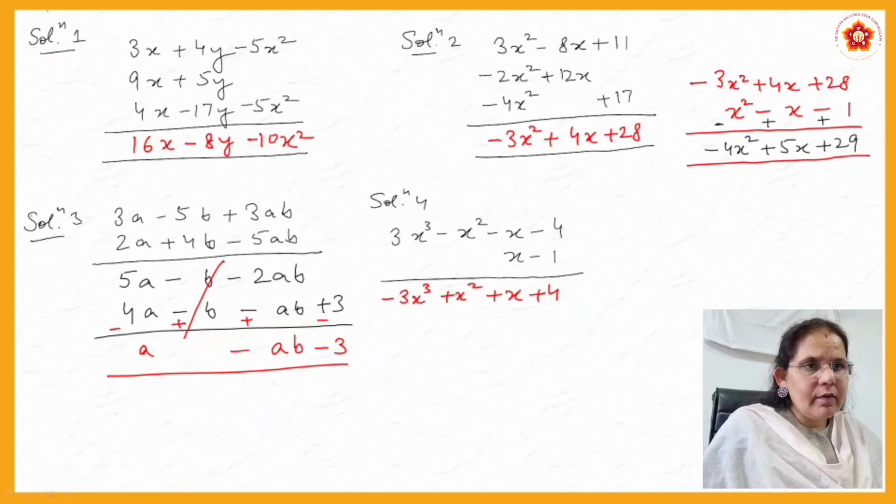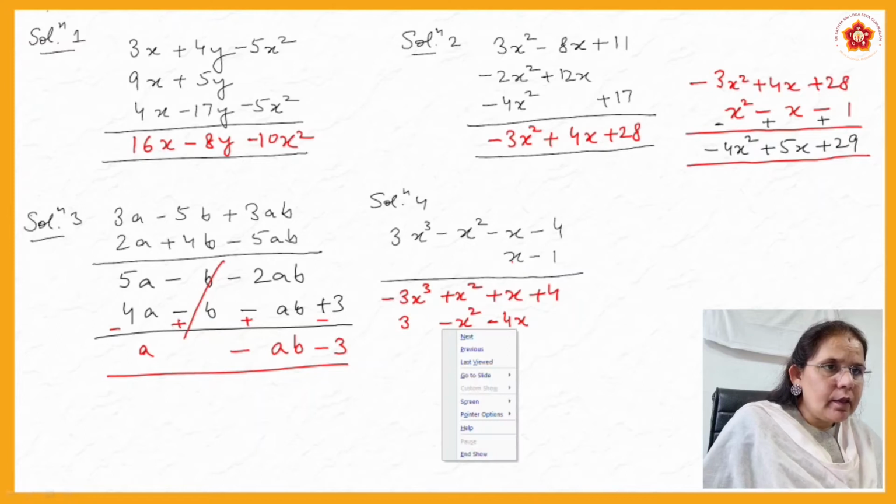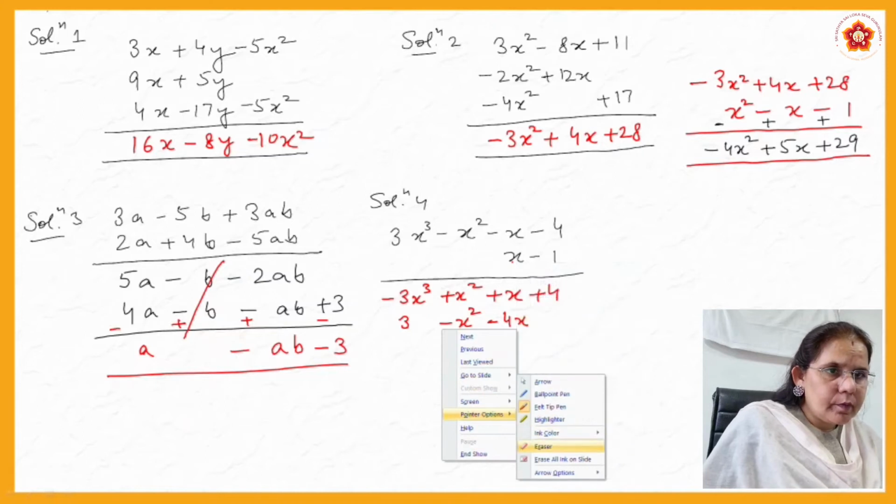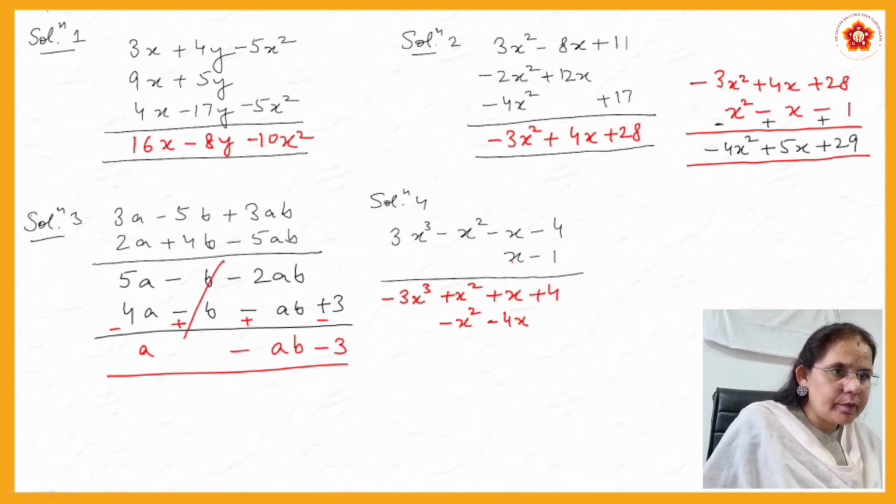Now multiply everything by x. So when you multiply everything by x, you have to be careful here to put the like terms together. X multiplied by minus 4 will come minus 4x. X multiplied by minus x square will come here. X multiplied by 3x cube is 3x to the power 4. X multiplied by x square will come x cube. So we will write down x cube here.